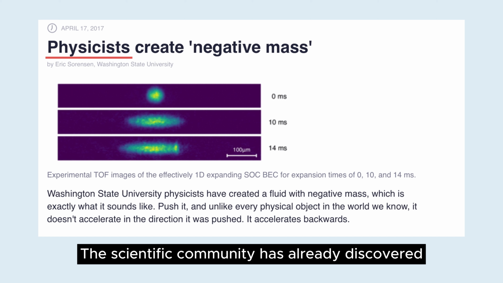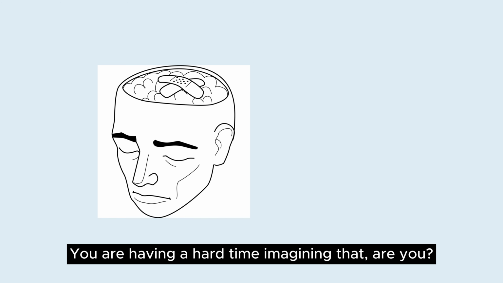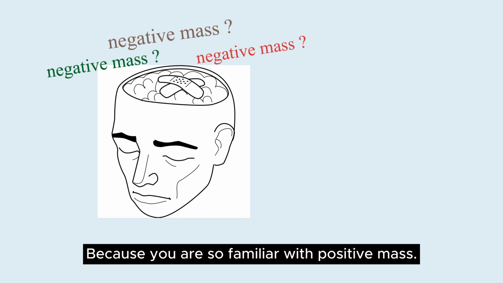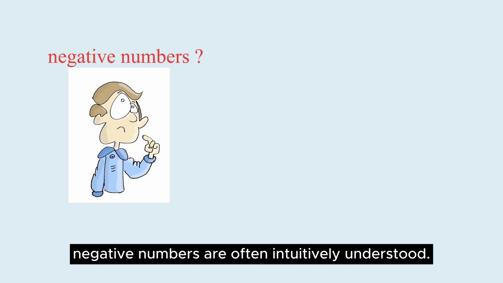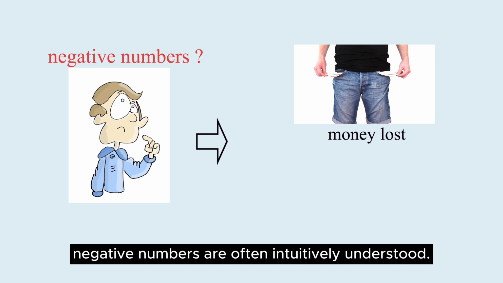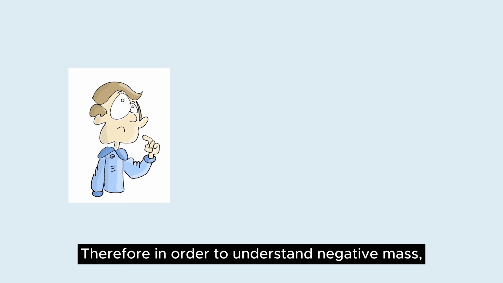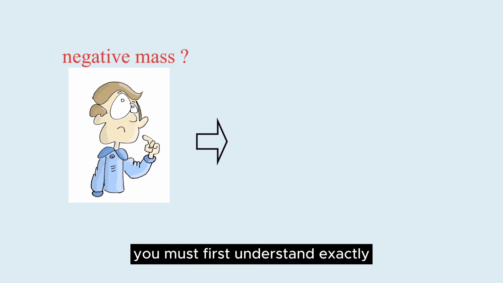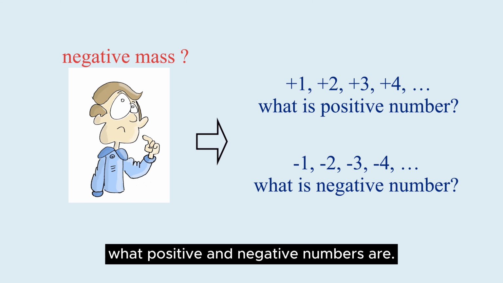The scientific community has already discovered such an object through experiments. You are having a hard time imagining that, are you? Because you are so familiar with positive mass. Moreover, negative numbers are not often intuitively understood. You have to understand it mathematically. Therefore, in order to understand negative mass, we must first understand exactly what positive and negative numbers are.